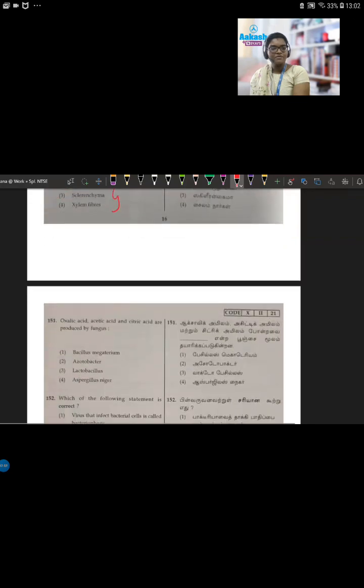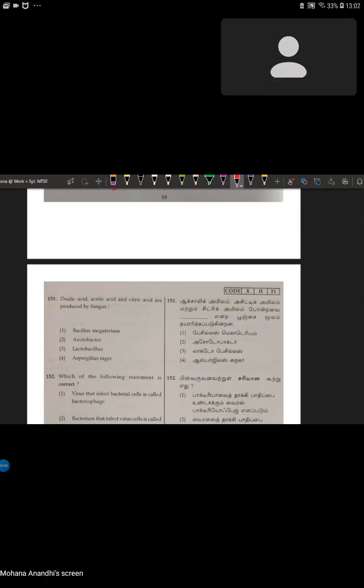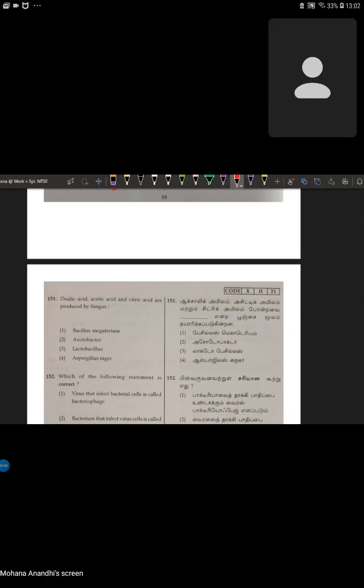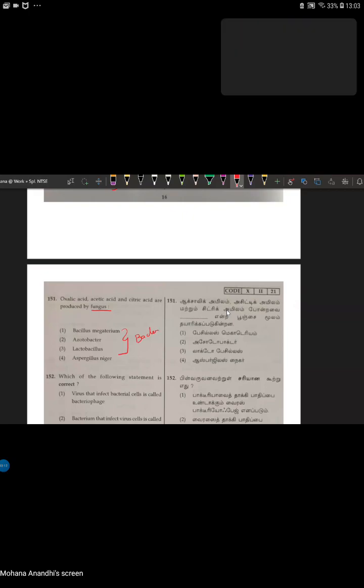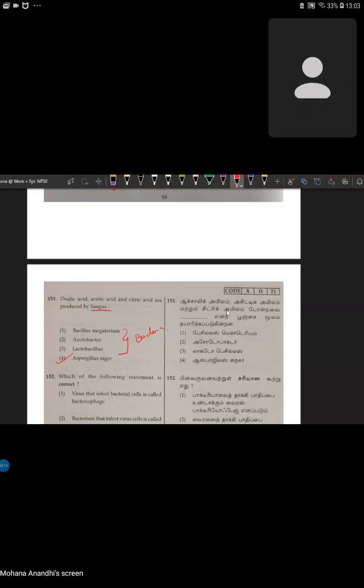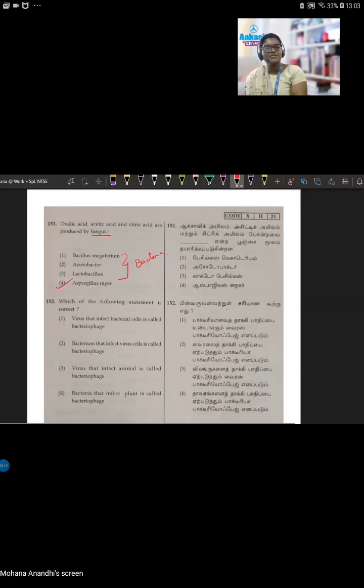And 151, oxalic acid, acetic acid, and citric acid are produced by fungus. Do you remember the lesson Microorganisms? It was clearly given that it is fungus. The remaining 3 are bacteria. So Aspergillus is the only fungus. The term Aspergillus gives the hint that it's a fungus. So no other option, a direct answer.